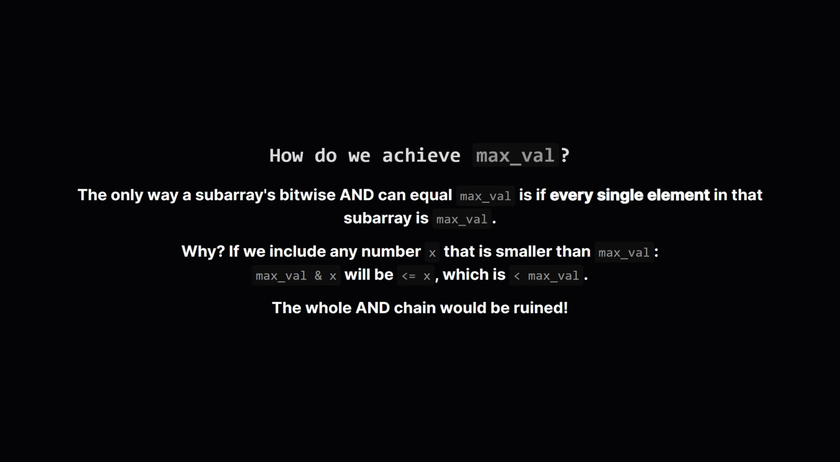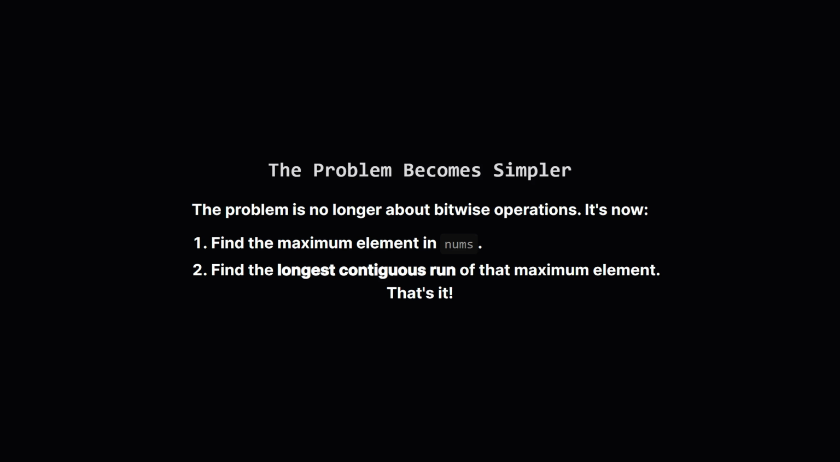Okay, so we know our target AND value is the max value in the array. How do we actually achieve it? Well, think about it. If our subarray contains even one number that's smaller than the max value, the total AND result will immediately become smaller than the max value. The only way to preserve that max value is if every single number in our subarray is the max value itself. And just like that, this problem transforms. It's not a scary bitwise manipulation puzzle anymore. It's actually a much simpler task. All we have to do is find the biggest number in the array, and then find the longest consecutive streak of that number. That's the whole problem.